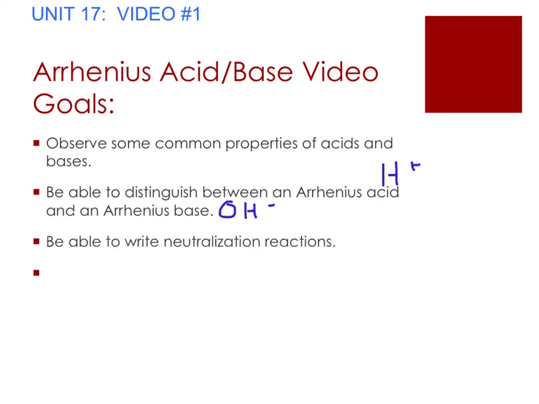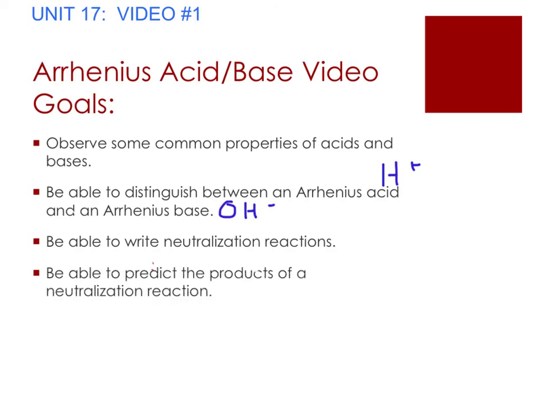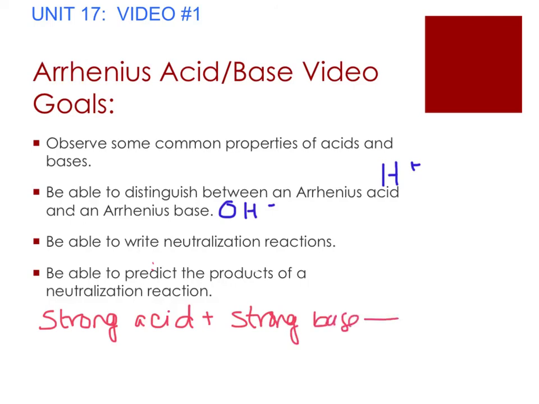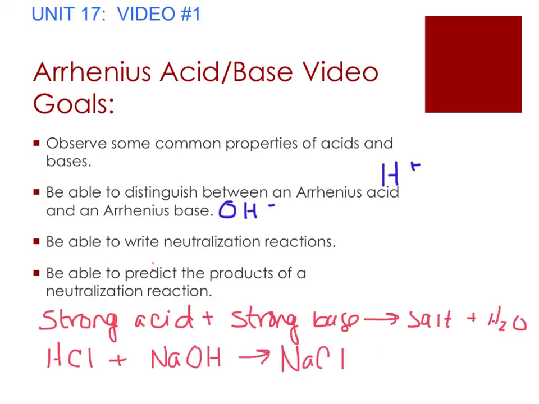We also learned how to write neutralization reactions as well as predict the products of a neutralization reaction. Recall that a neutralization reaction involves a strong acid combining with a strong base to form a salt and water. For example, HCl combines with NaOH to yield NaCl and H2O.